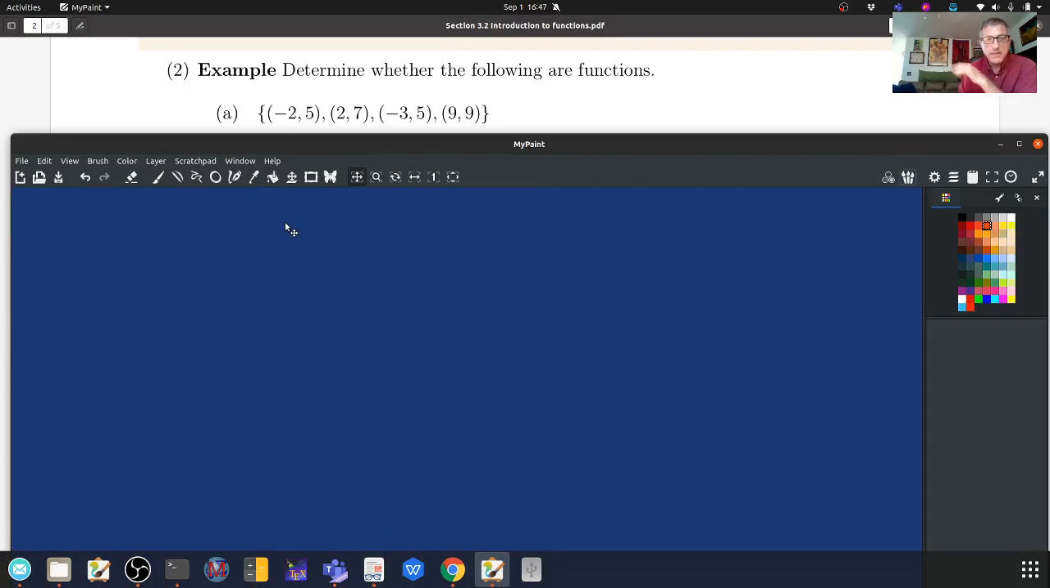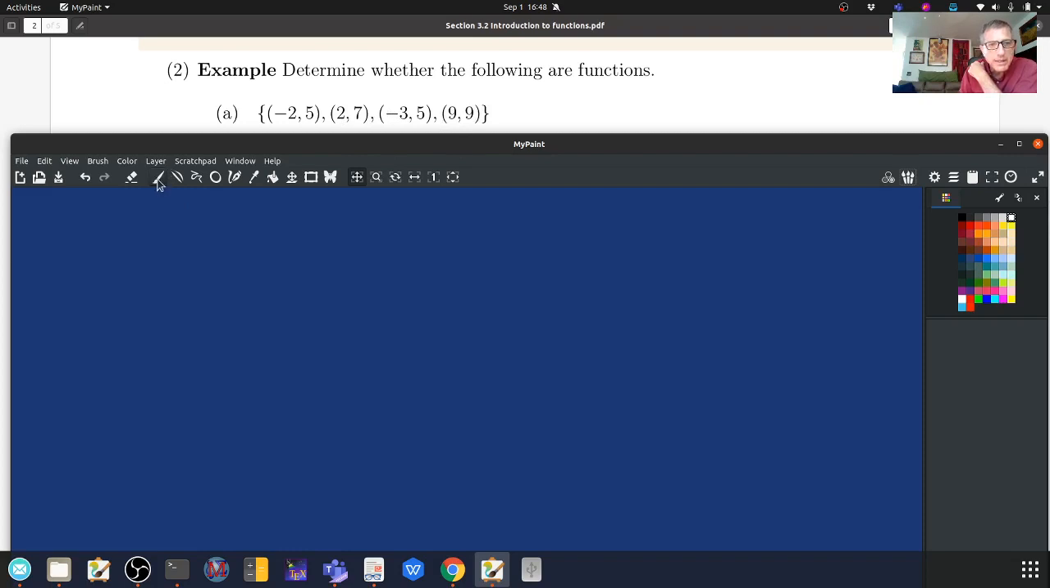So this is definitely a relation. It's a set of ordered pairs. So what am I looking for? So 2 is paired with 5. Minus 2 is paired with 5. And I don't see a minus 2 paired with anything else. A 2 is paired with 7, and there is no 2 paired with anything else. A minus 3 is paired with 5, and minus 3 is not paired with anything else. And 9 is paired with 9, and that's the only thing 9 is paired with.